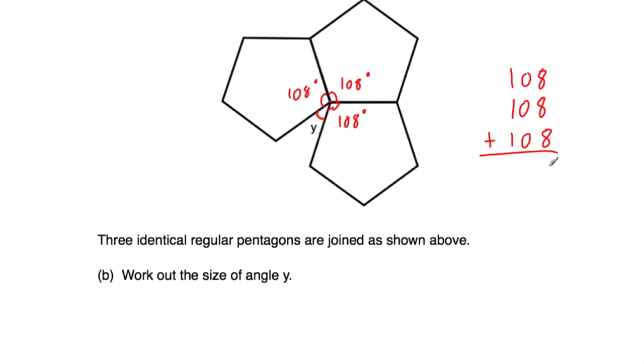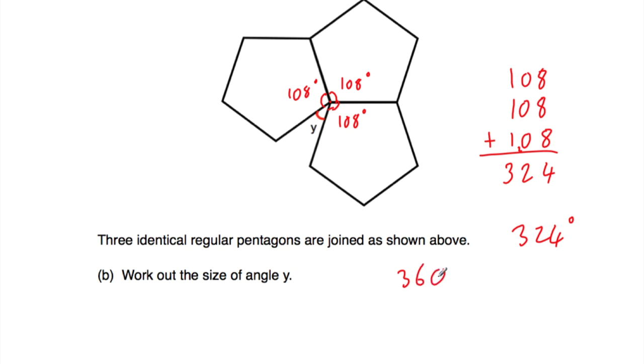8 plus 8 plus 8 is 24, so 4, and then carry our 2. 0 plus 0 plus 0 plus 2 is 2, and 1 plus 1 plus 1 is 3. So that means that these three angles will add together to be 324 degrees. Now the angles at a point add together to be 360 degrees. So if we take those 324 degrees away from the 360, we can see what's left for Y.